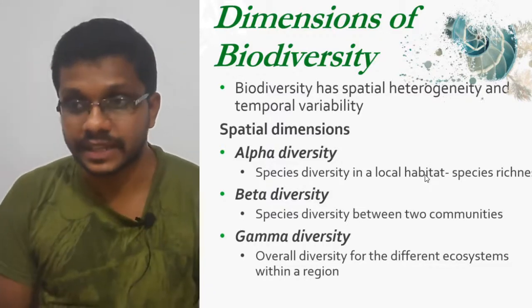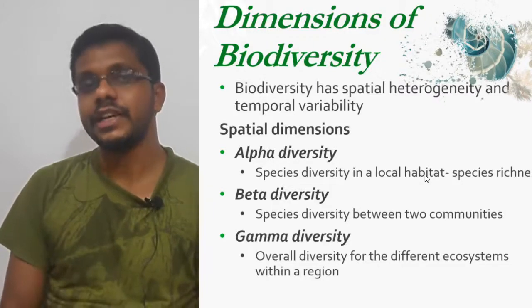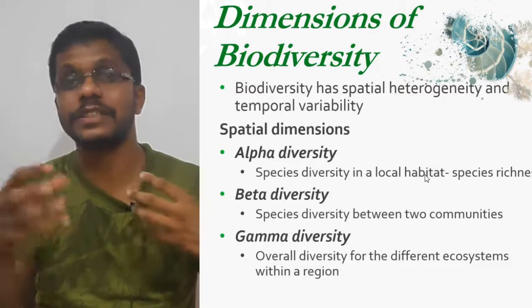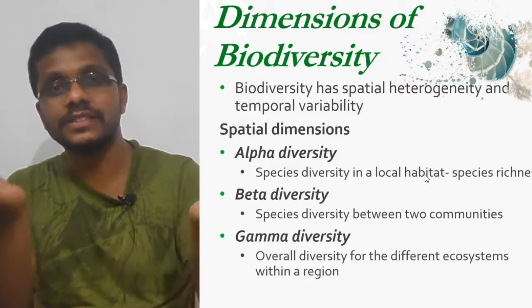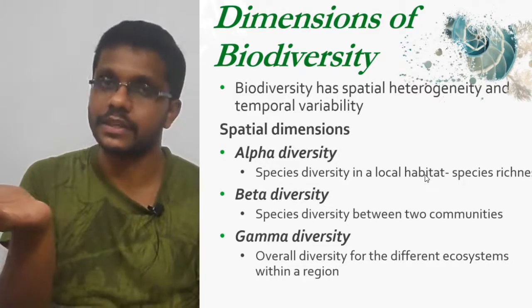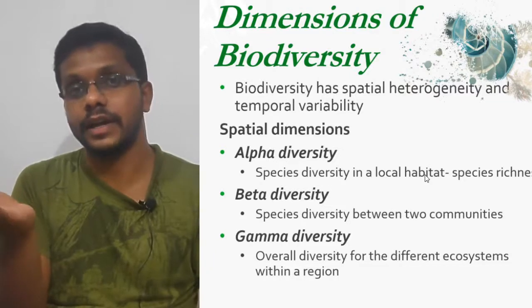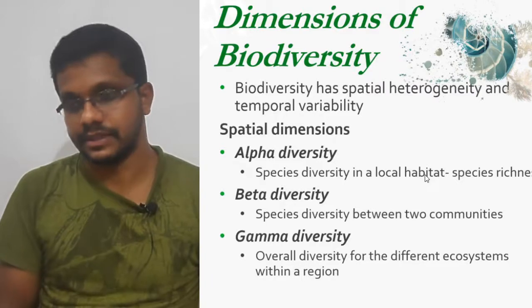Secondly, we have the beta diversity. It is the species diversity between two communities. If you are comparing two different communities, what is the species richness or species diversity? If you have two different communities, we will compare the species within these two communities. So the number of unique species which these communities have is actually the beta diversity.